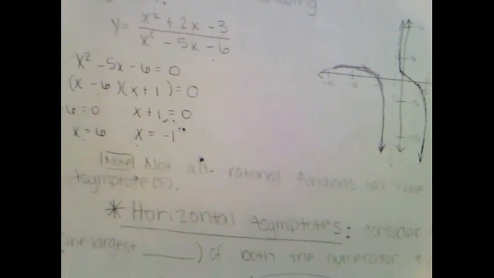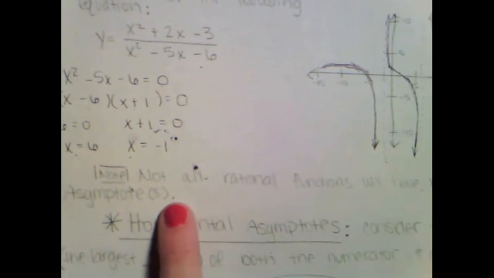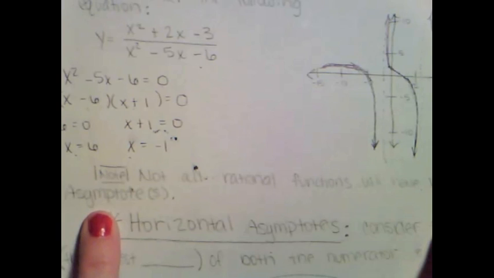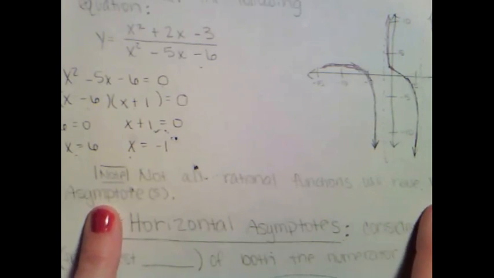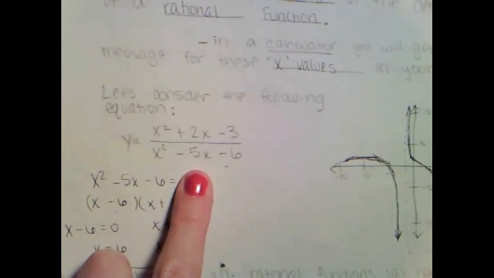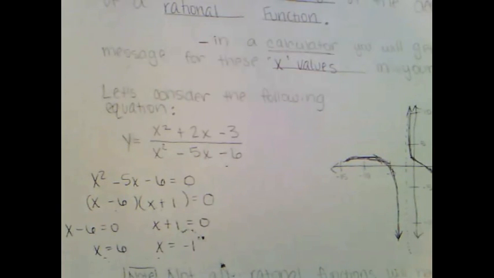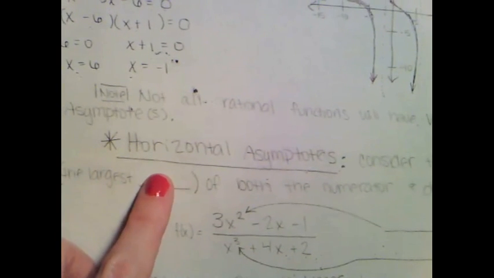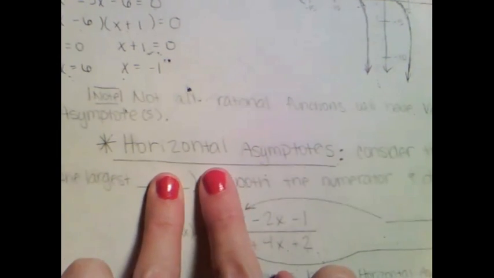And I just put a note in here for you: not all rational functions will have a vertical asymptote. Sometimes you'll get a rational function whose denominator you cannot factor. So in that case, there's not a vertical asymptote. Now let's talk a little bit about horizontal asymptotes.